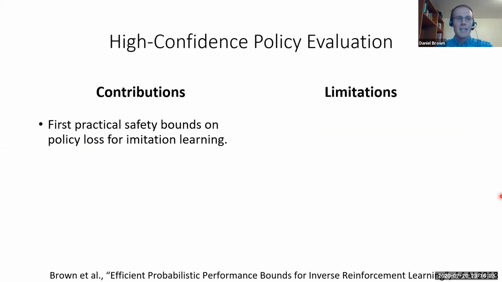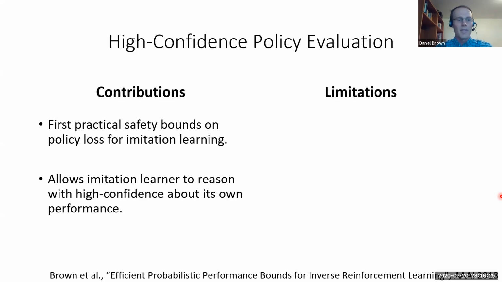And so this is nice. One of the takeaways from here is that we can get practical safety bounds for policy loss from imitation learning given a small number of samples. This is nice because it allows an imitation learner to reason with high confidence about its own performance. However, there are some limitations that we're going to address later in this talk.